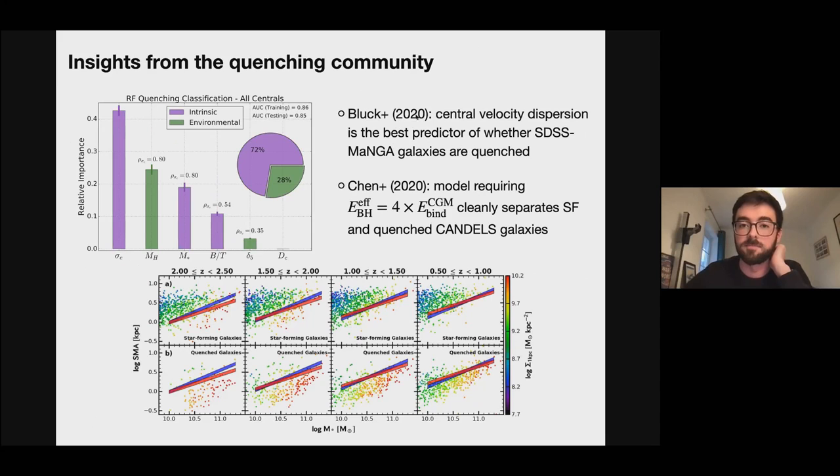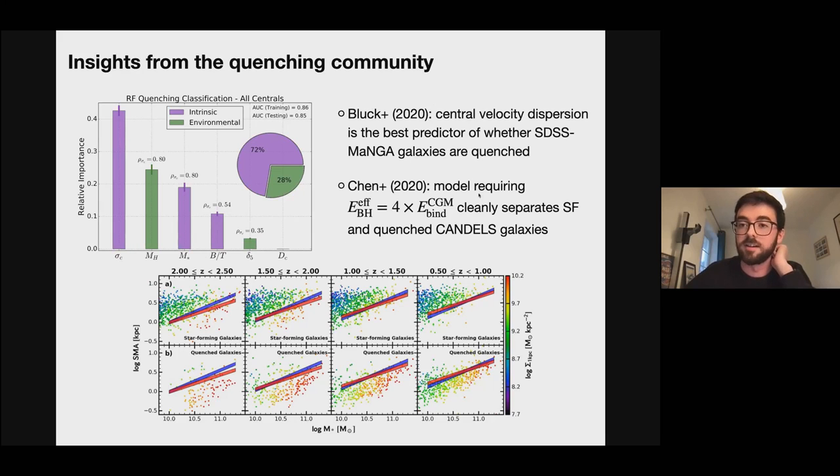So this paper, Bluck et al., they find actually that the best predictor of whether a galaxy in SDSS MaNGA is quenched is the velocity dispersion at the center of the galaxy itself, which of course correlates wonderfully with the black hole mass. So more so than halo mass, stellar mass, any other parameter, they find that it's the velocity dispersion that is the best indicator of quenching.